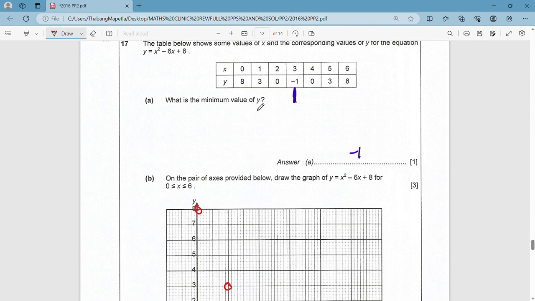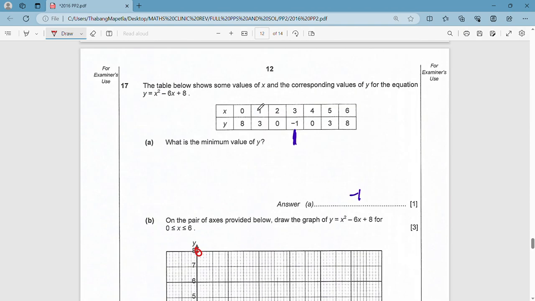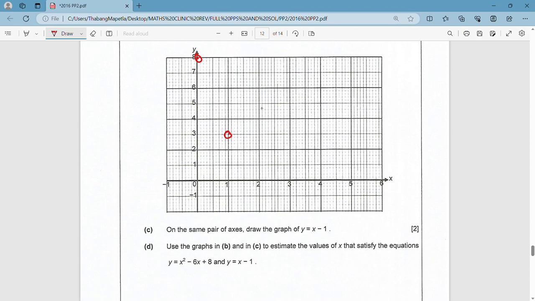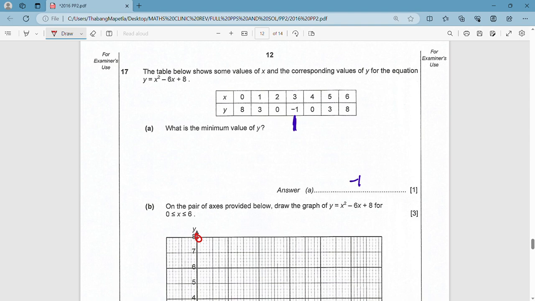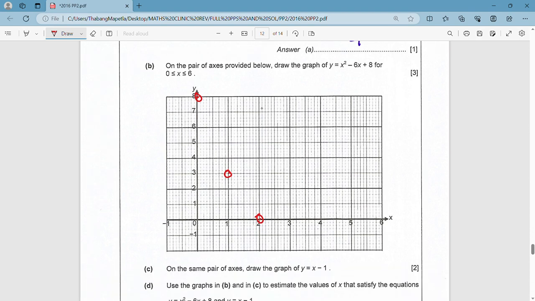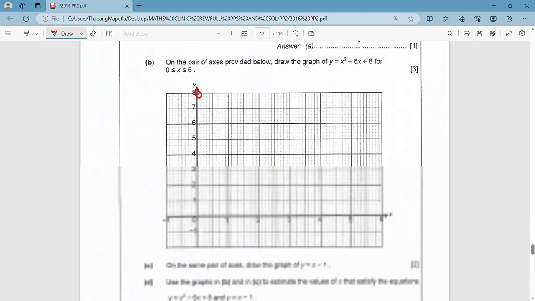So we have that. What is the minimum value? It's negative 1. So then we are sketching. So we have 1.3, then we have 2.0, and then 3, -1, 4, 0.